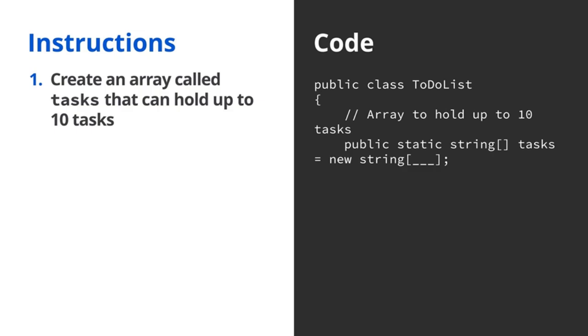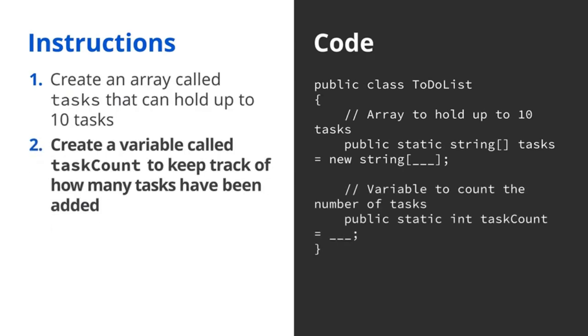Arrays have a fixed size, in this case 10 tasks, which means we can only store up to 10 tasks in the array. Each task will be stored in a separate spot called an index. We access each task in the array using an index, which starts counting from 0.